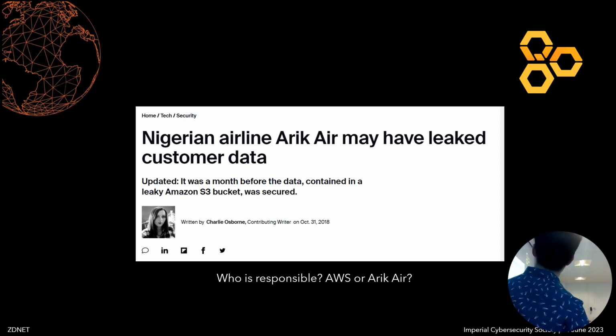So in this example, we found that a Nigerian airline, Air, may have leaked customer data. And why this happened is because there was a leaky S3 bucket. So let me just show what that means.